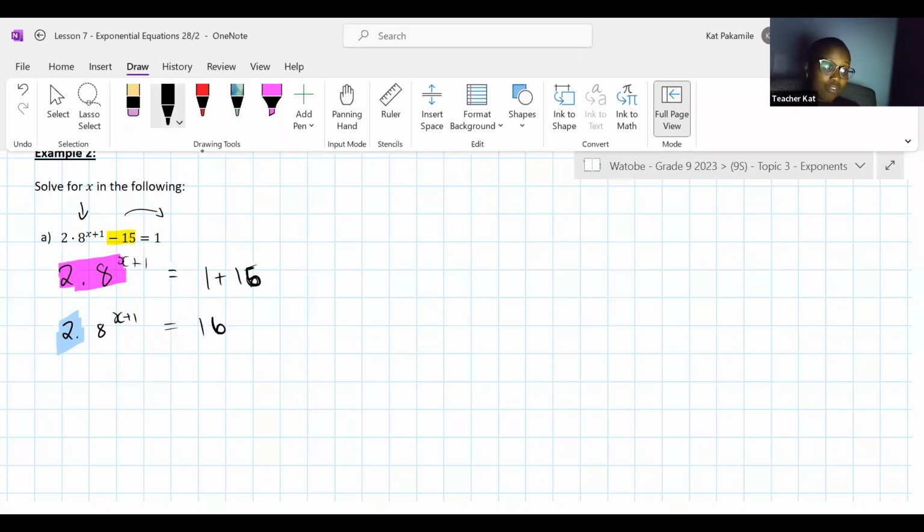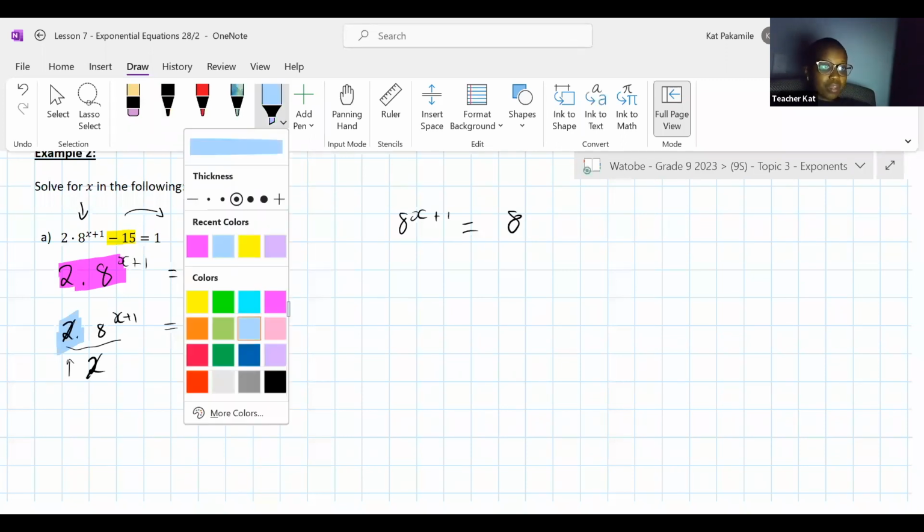What you can do is get rid of this over here. How? Think carefully. If we are multiplying by the 2, how can we get rid of it? Divide both sides by 2. So we're going to divide this side by 2 and divide that side by 2. These two are going to cancel out, and then you're going to be left with 8 to the exponent of x plus 1 is equal to 16 divided by 2, which is 8. Check what happened there. What do we have now?